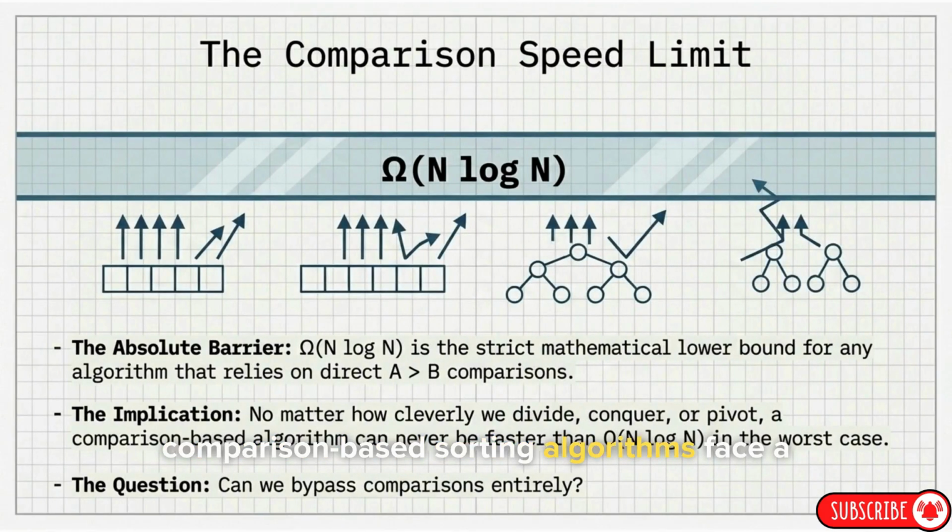Comparison-based sorting algorithms face a mathematical speed limit. No matter how optimized the implementation becomes, comparison sorting cannot break the O(n log n) lower bound. This raises an important question. What if we stop comparing values entirely?